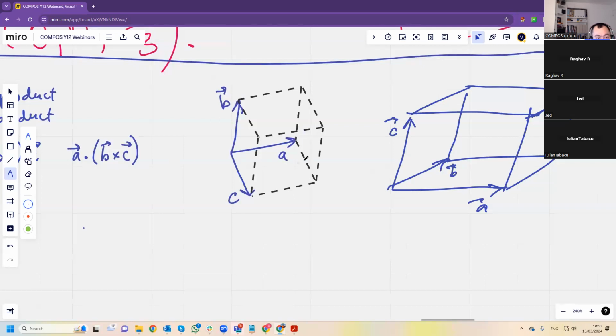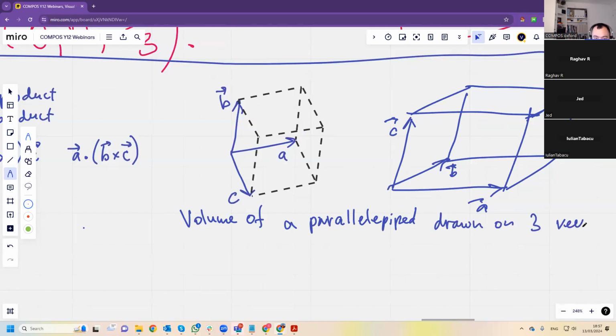Now, the volume of a parallelepiped drawn on three vectors is the modulus of A, B, C. So if you take the triple scalar product of vectors, it gives you the volume of a parallelepiped.